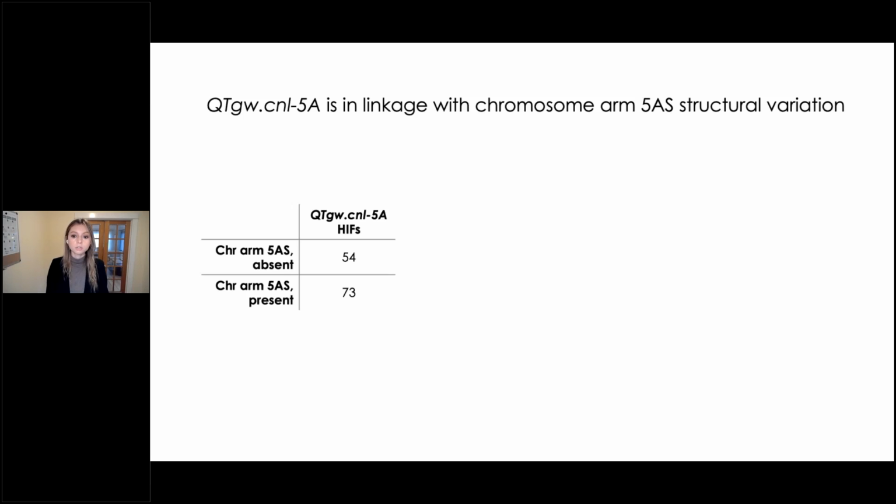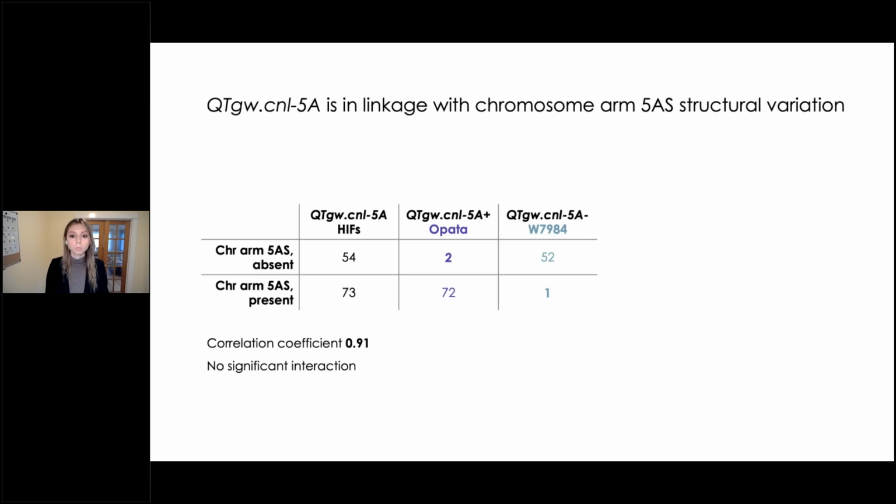And you can see here, generally, more of the fine mapping population has the short arm than is missing it. But when we subset which fine mapping entries have chromosome 5A short arm structural variation, and which QTL allele they have, we see that there's only one entry where the chromosome arm is present and the W7984 alleles are across the QTL, and 2 entries where they're missing the short arm with the OPATA alleles across the QTL. So this very skewed haplotype distribution revealed that the chromosome arm structural variation and the QTL alleles are in very strong LD and had a correlation coefficient of 0.91.